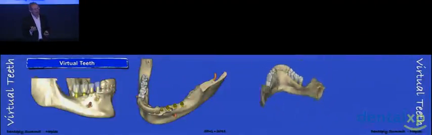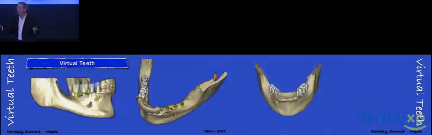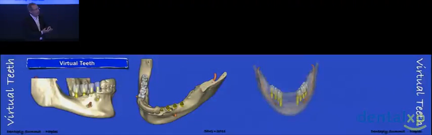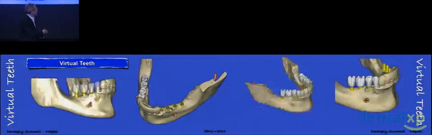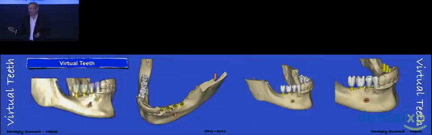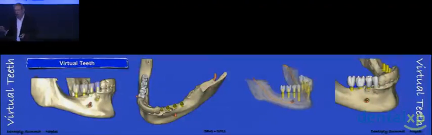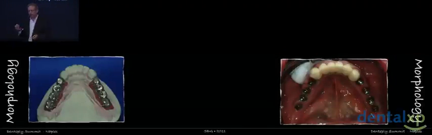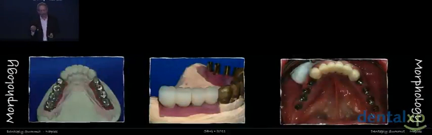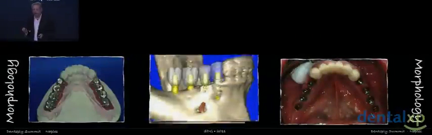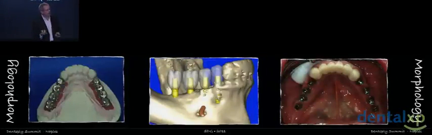And having that capability allows us to create virtual occlusions, understand the emergence profiles, avoid the mental foramen and the different positions of any other vital anatomy in that area, and use selective transparency to come up with the position of the implants exactly as we had planned, so that we gain correct morphology for the restorations based upon that plan.